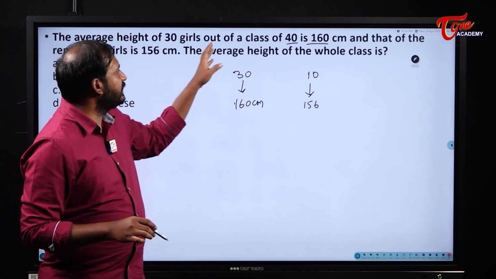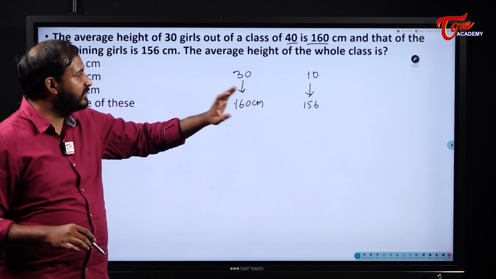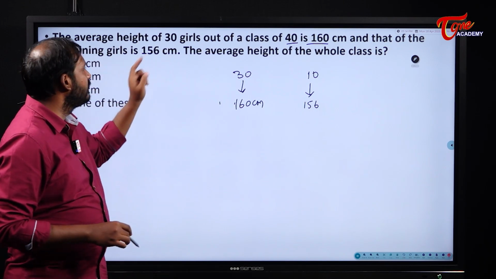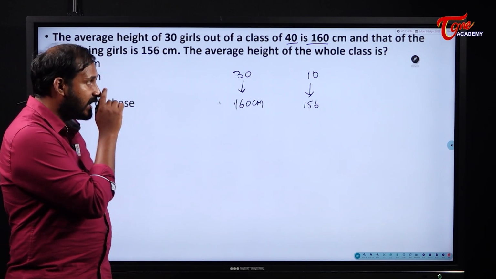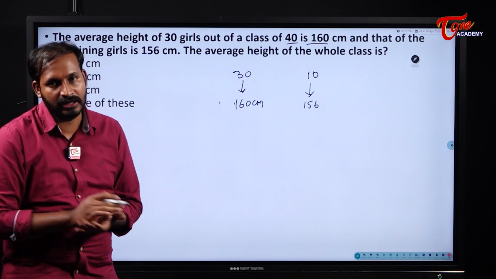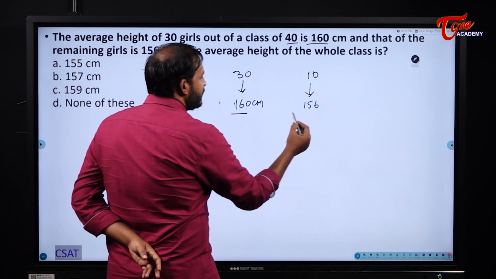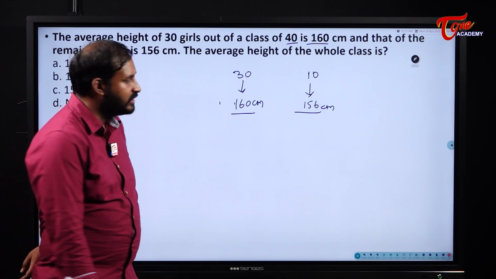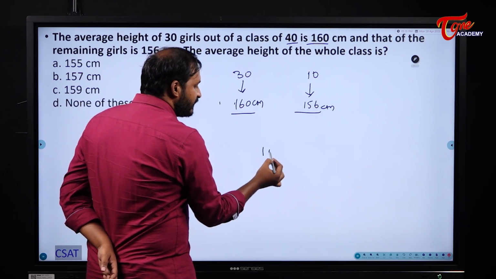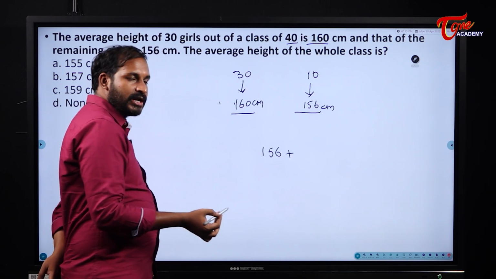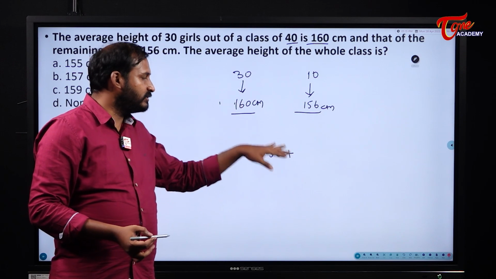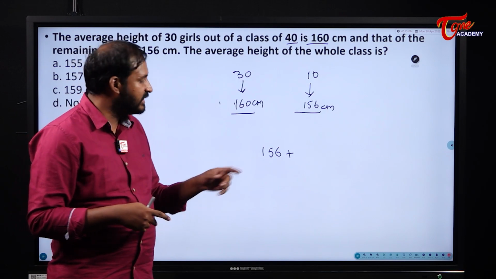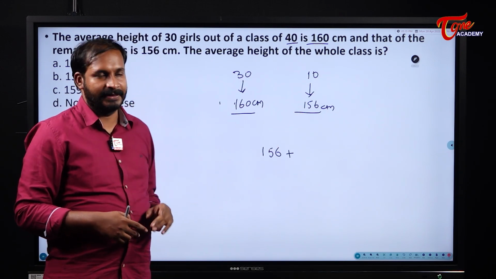The average height of 30 girls out of a class of 40 means 30 students' average is 160 and the remaining 10's average is how much? 156. They are asking us what is the average height of the whole class. Now see here, 160 centimeters and 156 centimeters. That means a minimum of 156 centimeters is there for the entire class. What is the least value here? 156. Not only the least value, you can also take from the highest value, but you need to subtract there. Here you need to add. It is very easy for us to add than to subtract. That is the reason I am taking 156 plus.